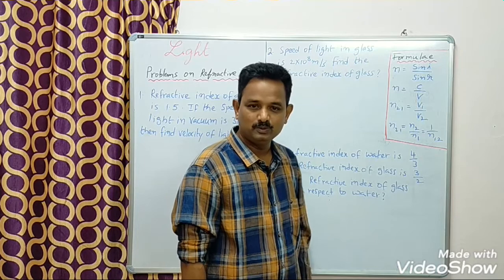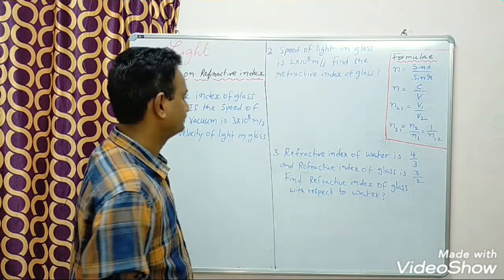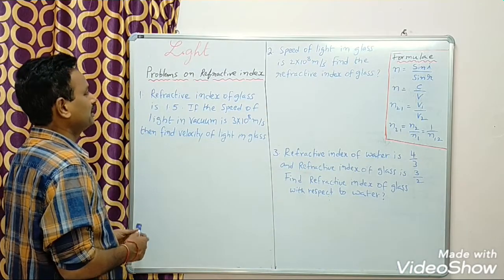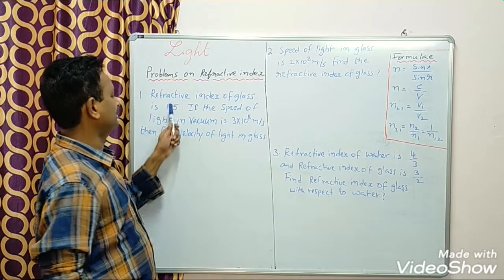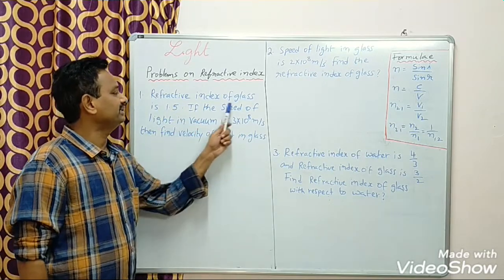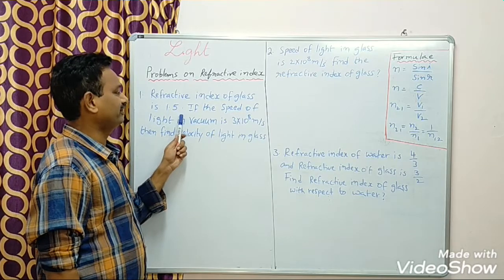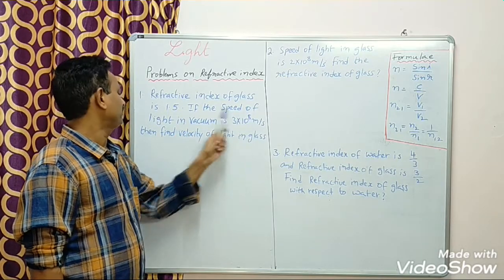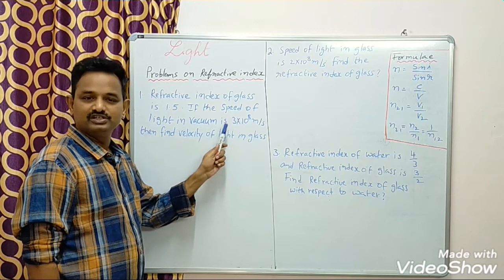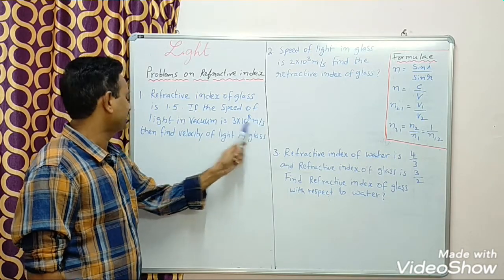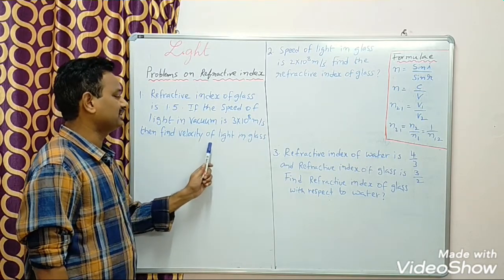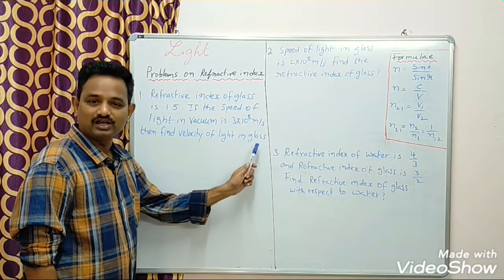Now we will do problems. Look at here. Problems on refractive index. The first one is: refractive index of glass is 1.5. If the speed of light in vacuum is 3 into 10 power 8 meter per second, then find the velocity of light in glass.